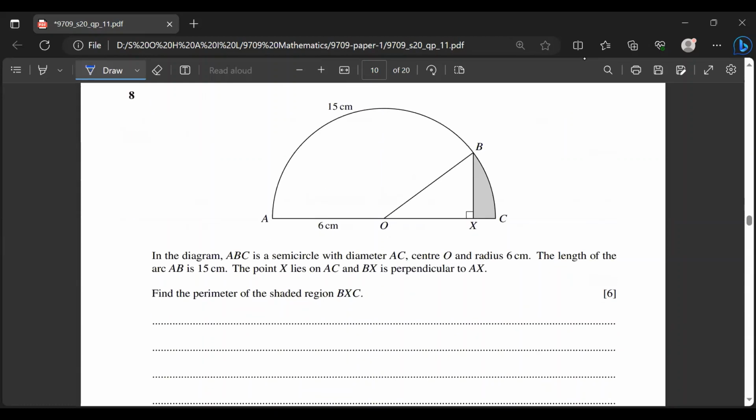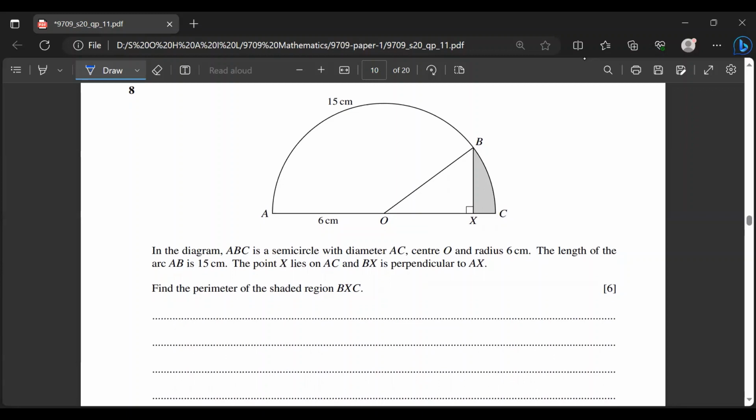This is a question of circular measure. In the diagram, ABC is a semicircle with the diameter AC, center O, and radius 6. The length of the arc AB is given as 15, as shown in the diagram, and the point X is on AC and BX is perpendicular. So the complete information is given. Find the perimeter of the shaded region.